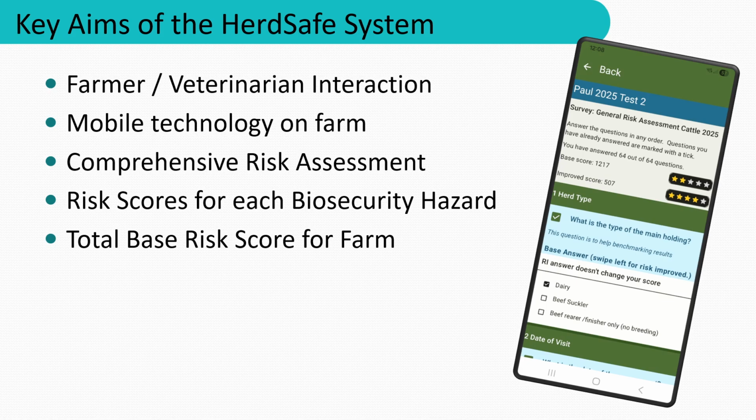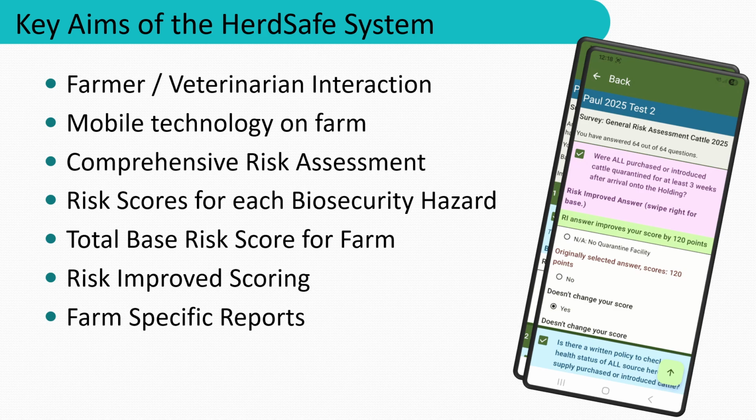Herdsafe is an aide memoire, making sure that nothing is missed. For each question, a risk score is applied and a total score calculated. Risk improved scoring demonstrates objectively, by changes in score, the effect of farm management improvements. This is a motivational tool using what-if scenarios. There are built-in report and download facilities, and new risk assessments can be built as required.